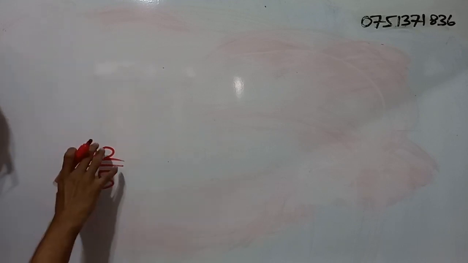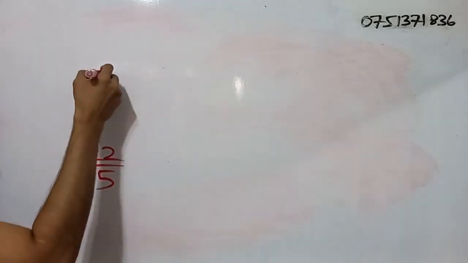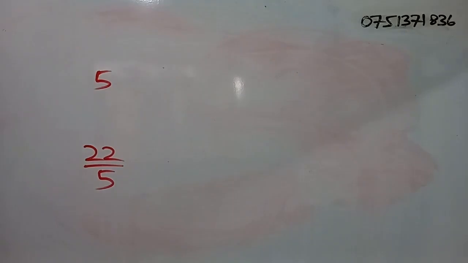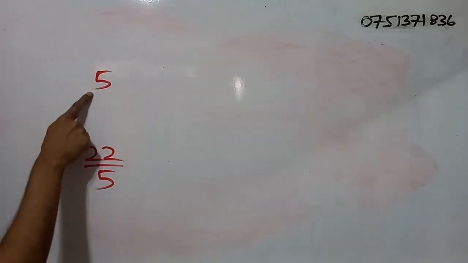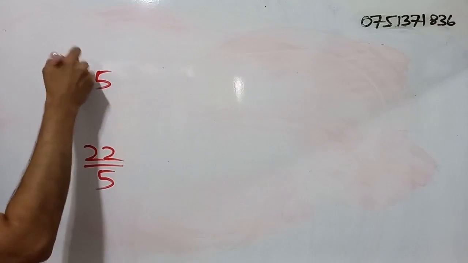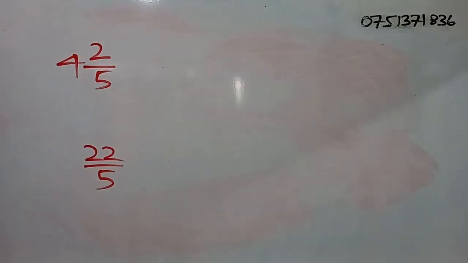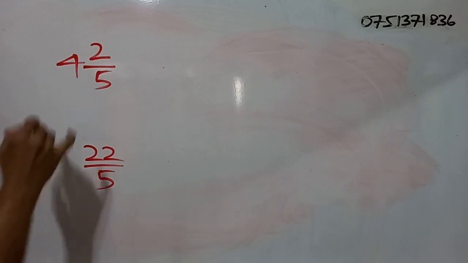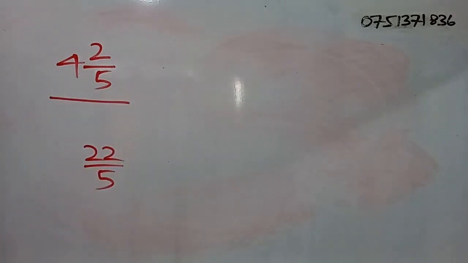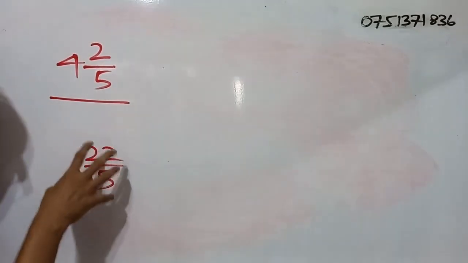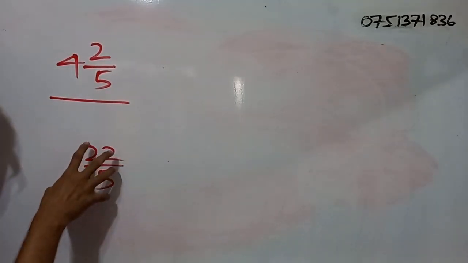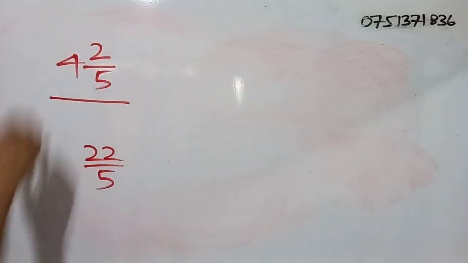When we convert this fraction into a mixed number, the denominator will be the same. So here it will be 5. So we know 5 into 4, that is 20. Add a 2 to get to 22, right? So this is the answer that they are expecting us to give. So when we convert 22 by 5 into a mixed number, it will be 4 and 2 by 5.